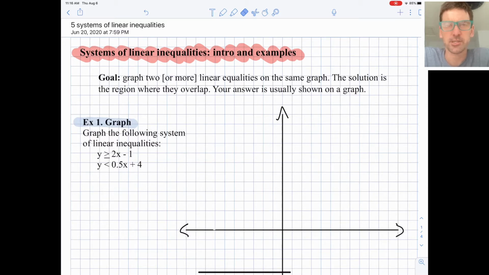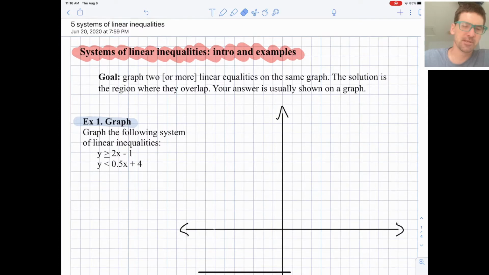And the solution to one of these problems is the overlapping region that fits all of the linear inequalities you're dealing with. So you're looking for regions that are in common to the linear inequalities that you're graphing. And so your answer is usually a graph with a clearly highlighted zone of the final region of overlap.